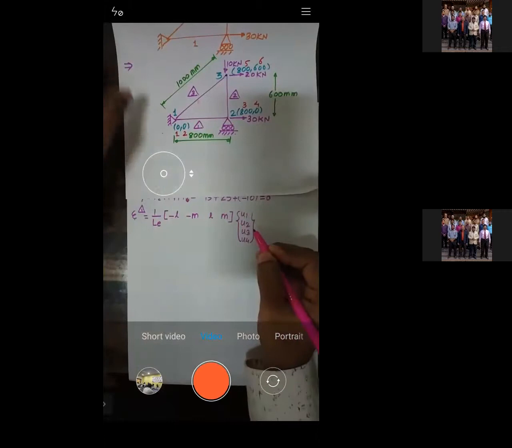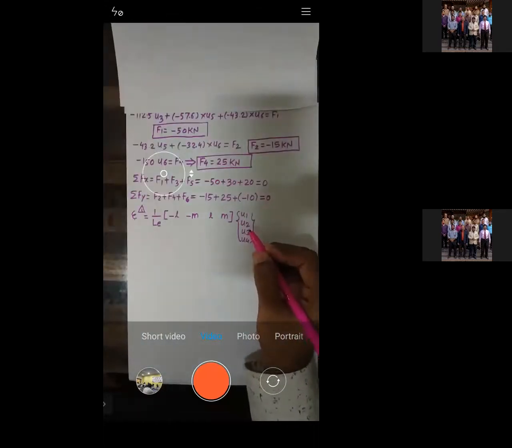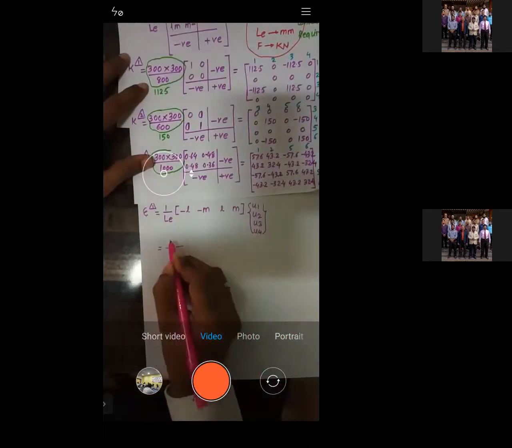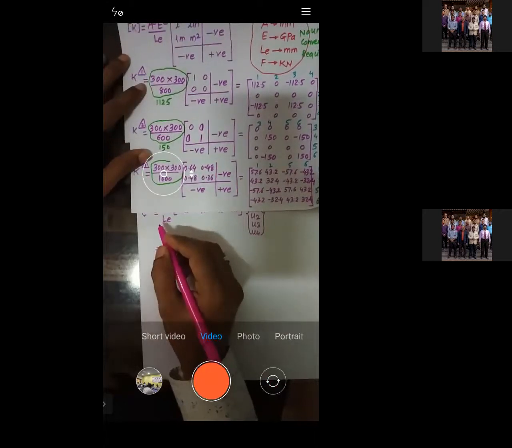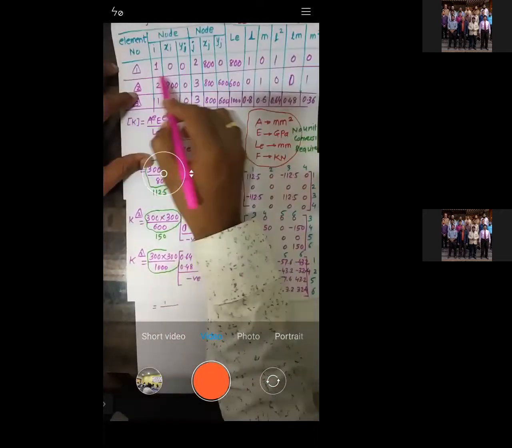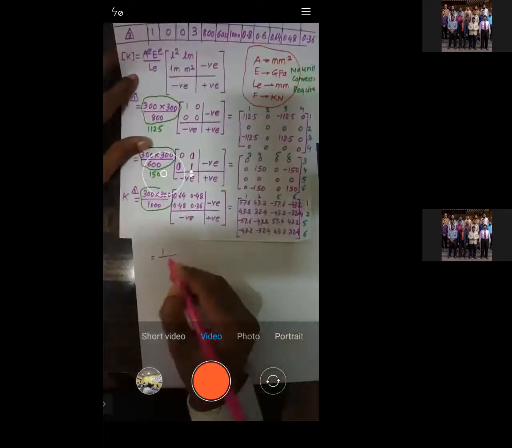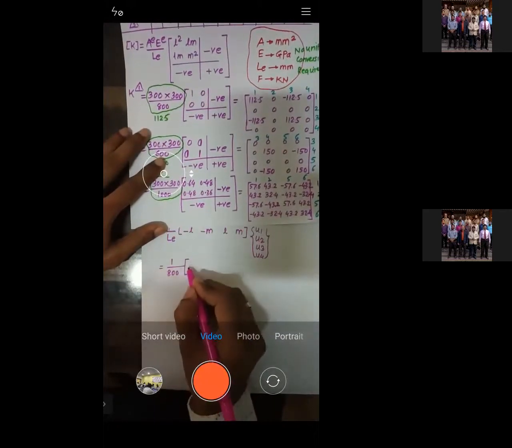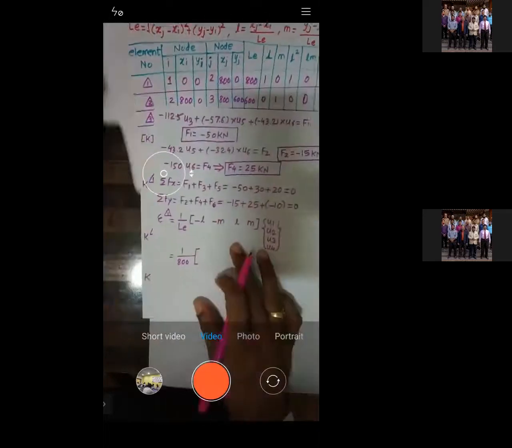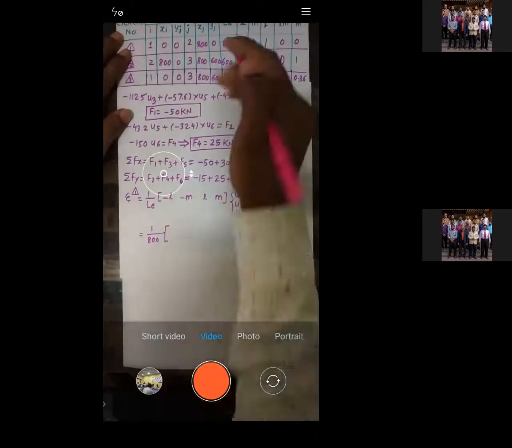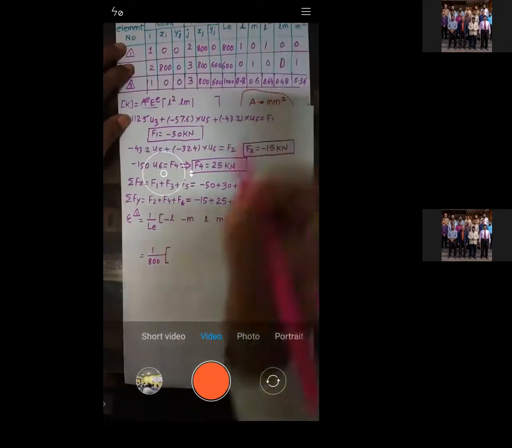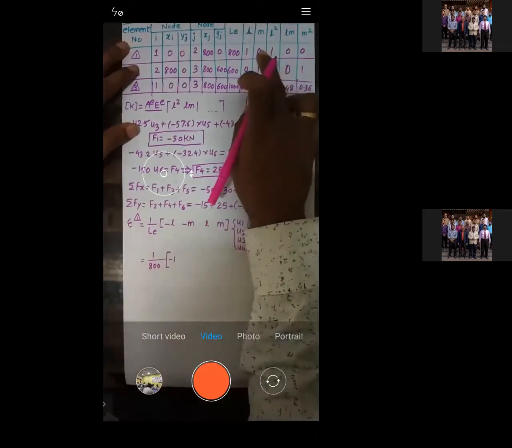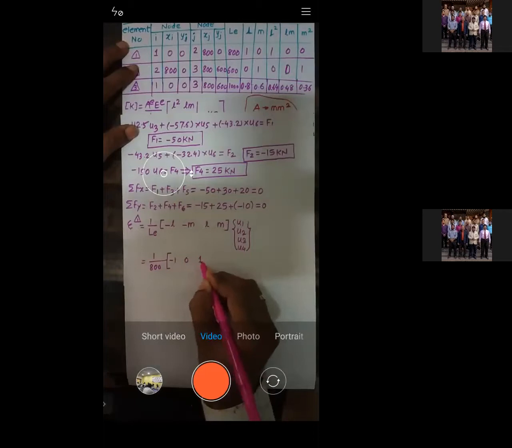Now let us put those values. It is 1 by the length of element number 1, which is 800. Then minus L, see, minus L is -1. Then minus M, and M is 0, so minus M is again 0. Then L is 1 and M is 0.